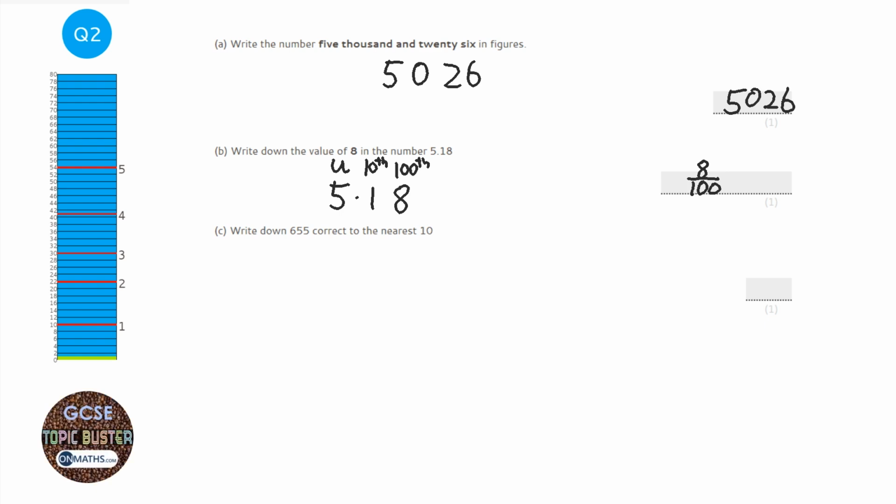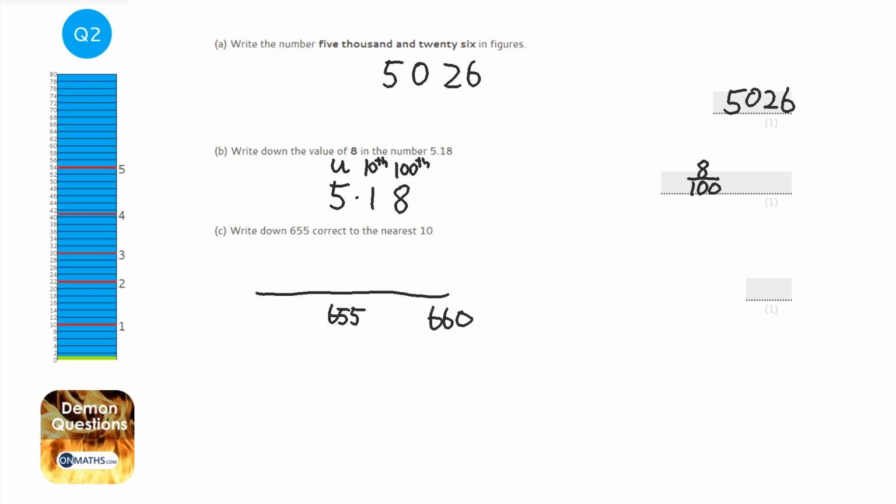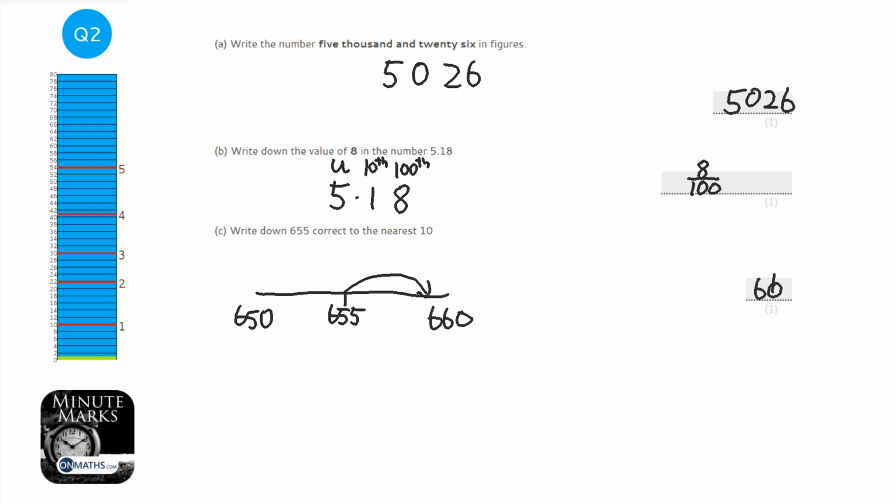Question C, write down 655 correct to the nearest 10. Okay, so 655, if we just do a quick number line, the next 10 up is 660, and the next one down is 650, so those are the two it can round to. This 655 is bang on halfway, and if they are halfway, they round upwards. So the answer is 660. If it was any less, if it was 654, it would round down. So if that last number there is 5 or more, it will round up.